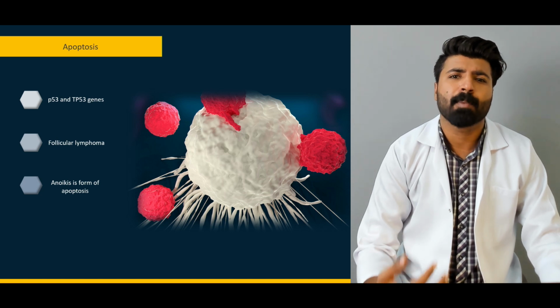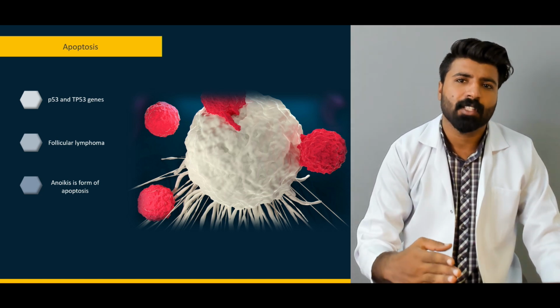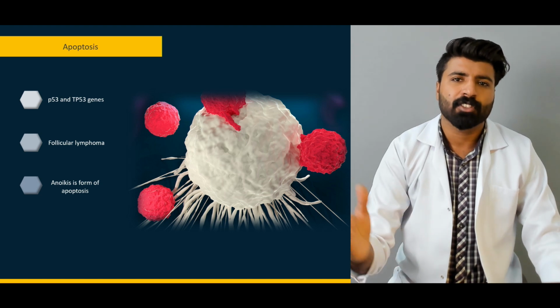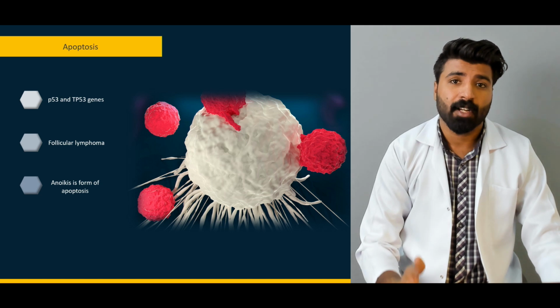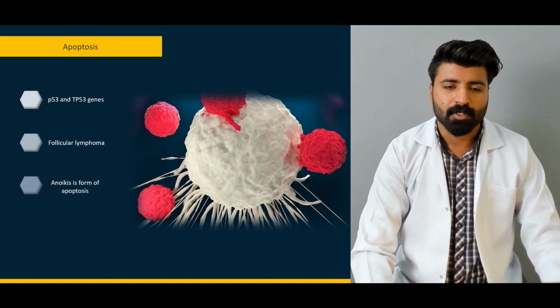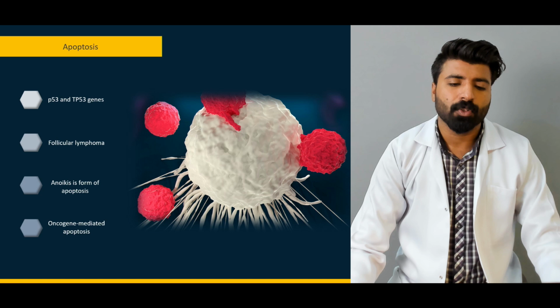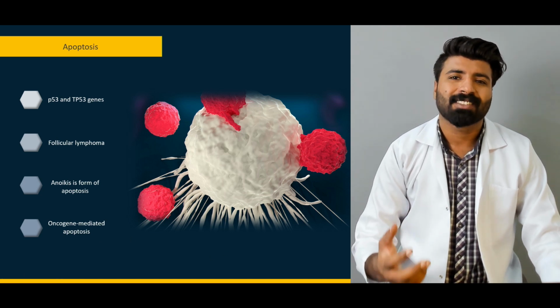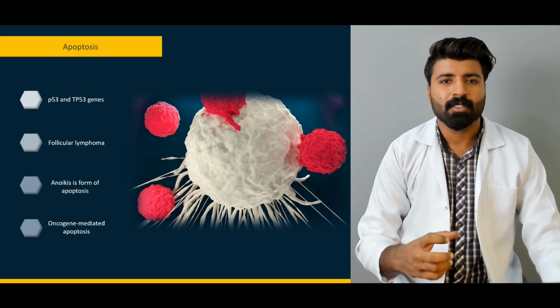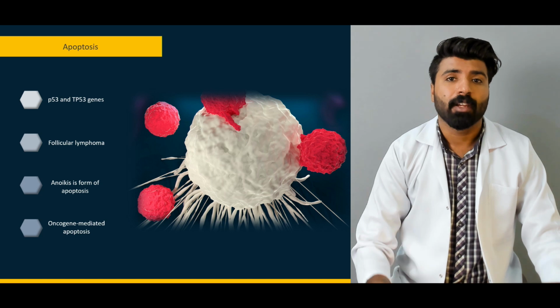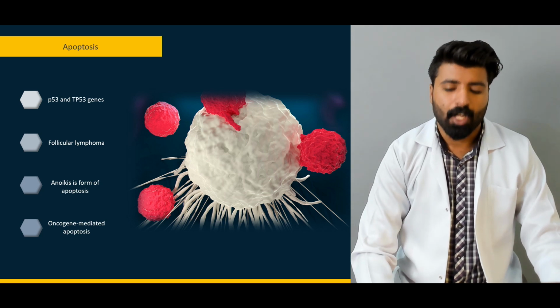It's a form of programmed cell death where we're letting go of that cell. It won't get any nourishment. It will just die off within this time. So this is programmed cell death, and this is a type of apoptosis. Next on, we have oncogene mediated apoptosis, in which the oncogene decides at which point this cell should die. This cell should go to senescence, and then it should die. So that's also one type of apoptosis.